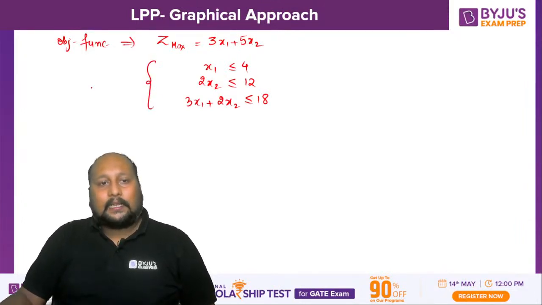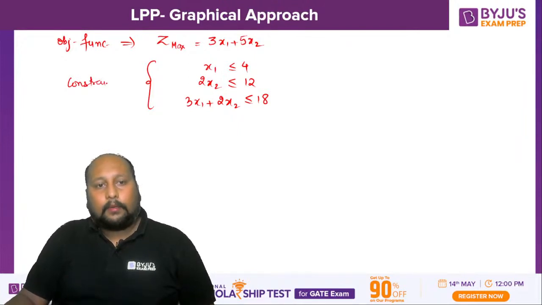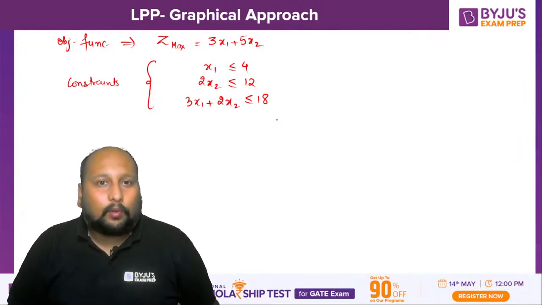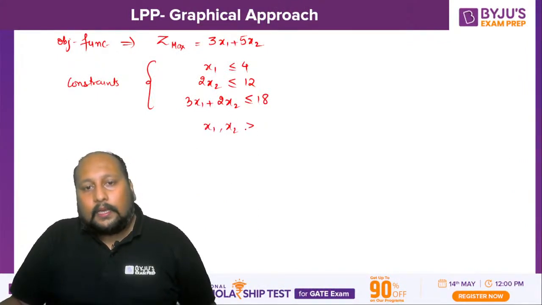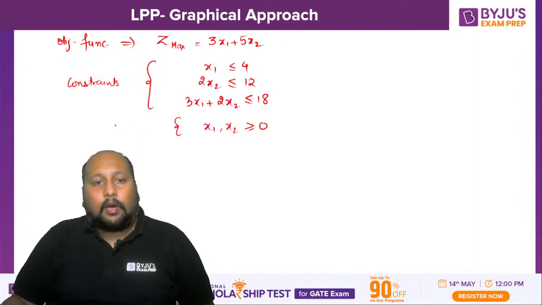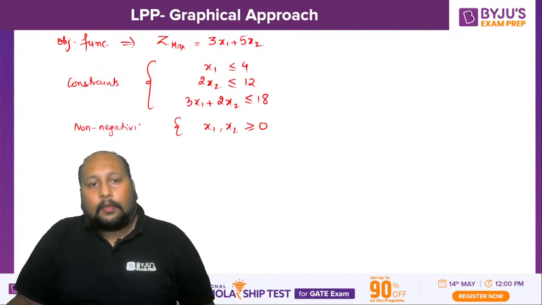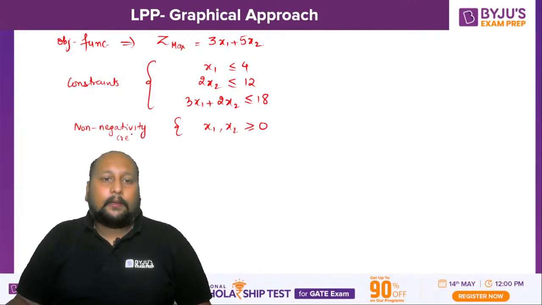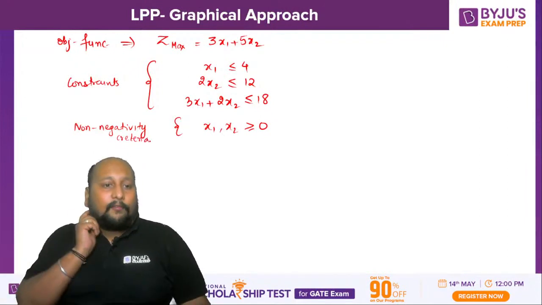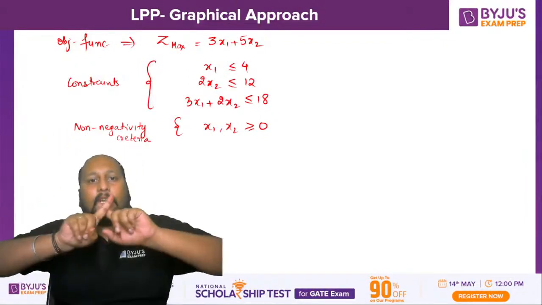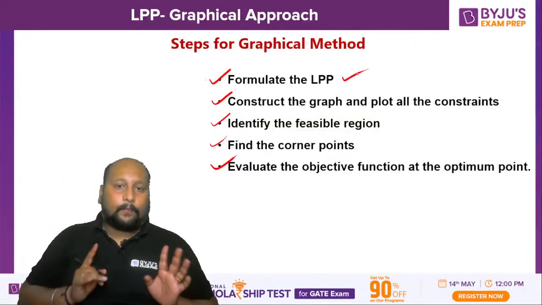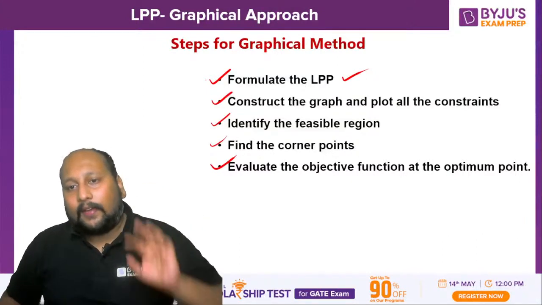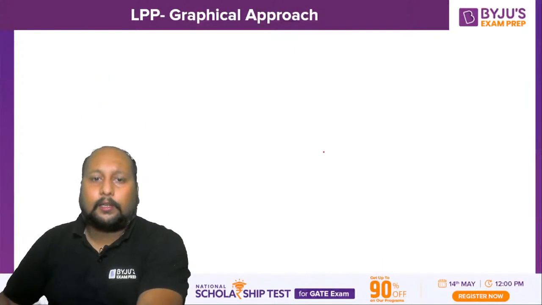These three are the constraints that we are talking about, and definitely x1 and x2 will never have a negative value. Can we say x1 and x2 are greater than or equal to 0? So this is your non-negativity criteria. Is this clear? Okay, so we have formulated the LPP. First step is done. The second step is to construct the graph and plot all the constraints. Chalo, let's do that also.